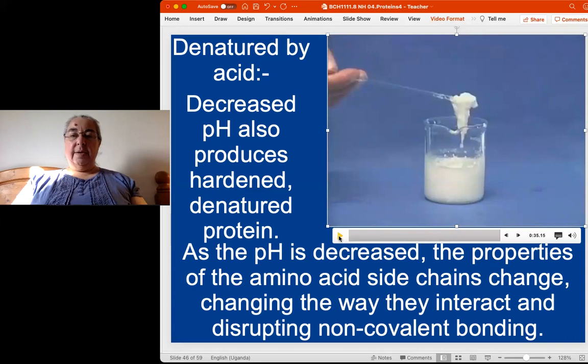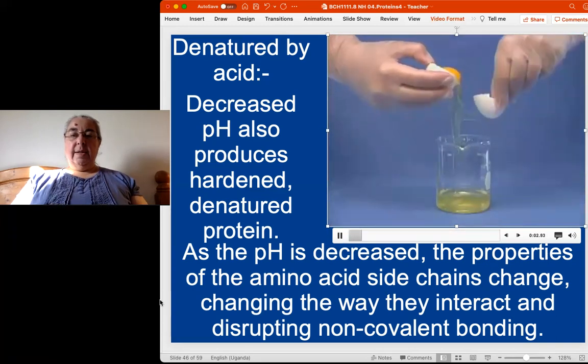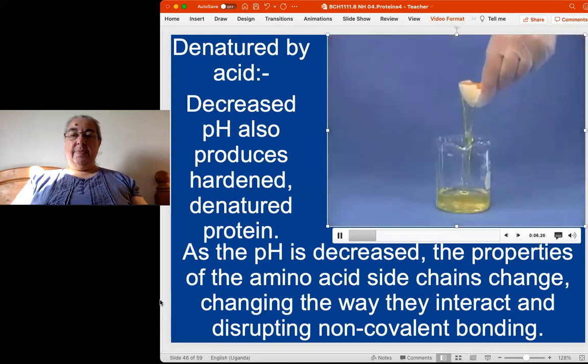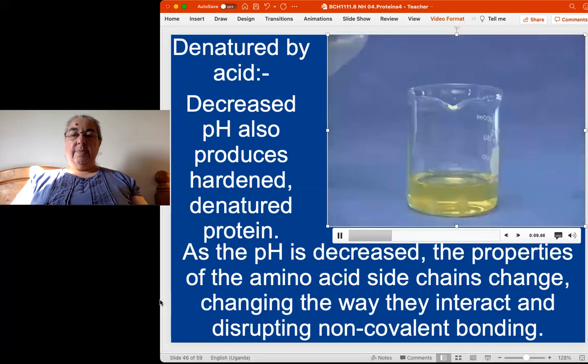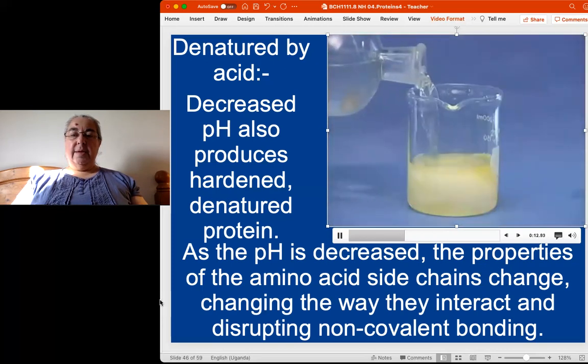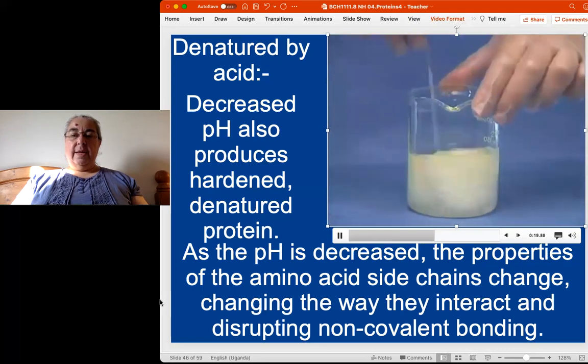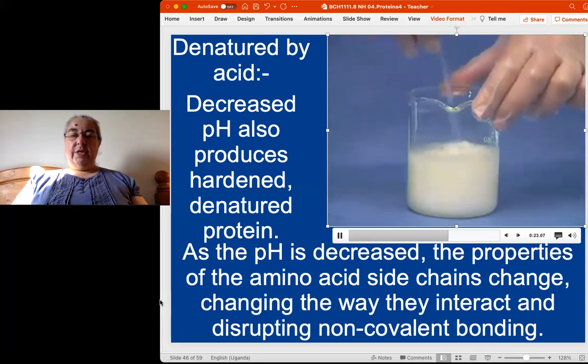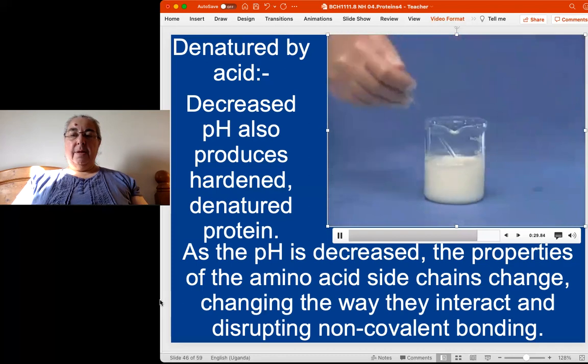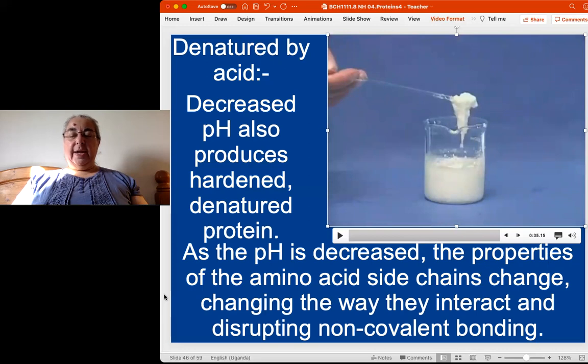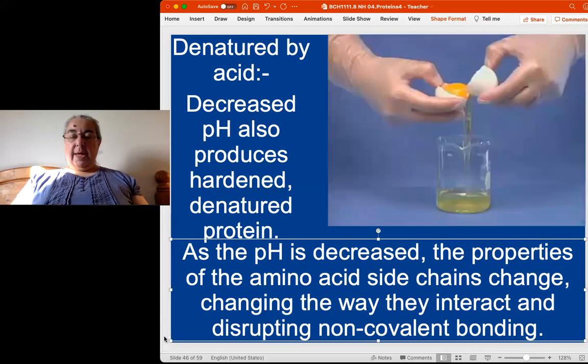Should we watch again? Collecting the ovalbumin solution. Adding acid. Agitating the solution to encourage the protein to unfold. And demonstrating that it's become a hard mass, showing non-specific covalent interactions between the polypeptide chains.